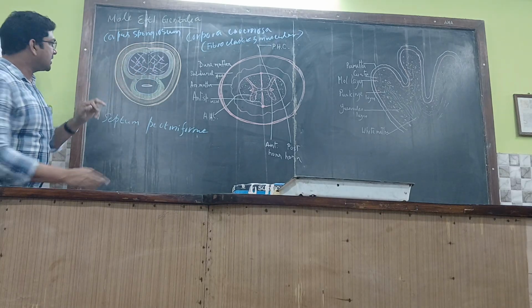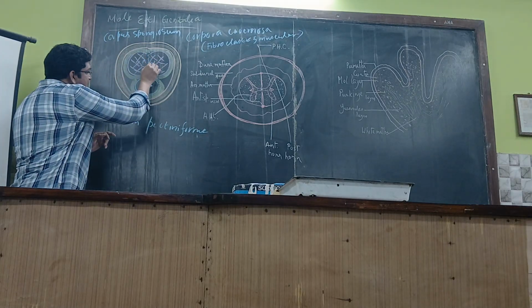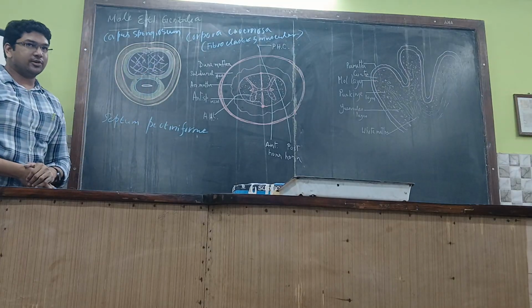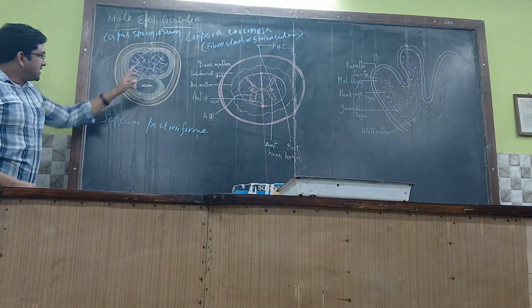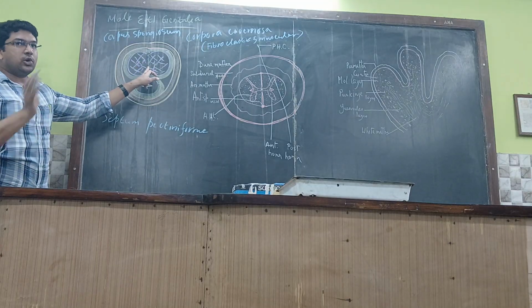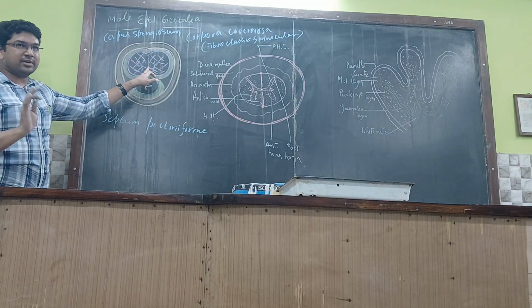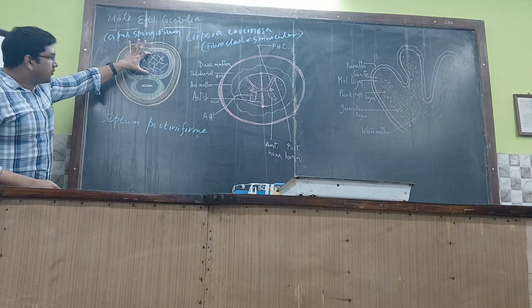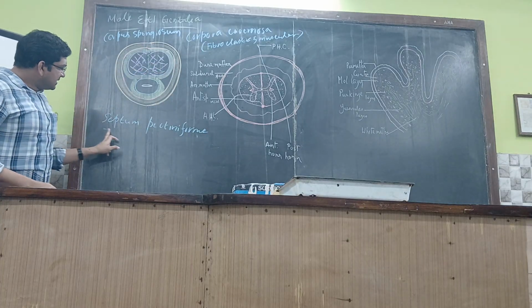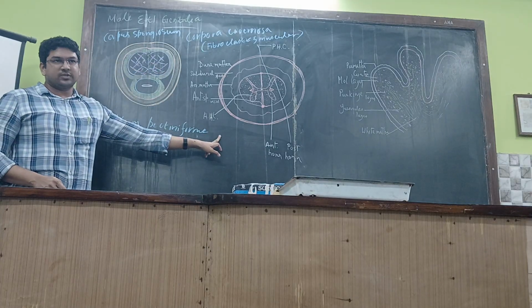That means what you are supposed to understand here is this septum is irregular, or ragged like this. This septum is made up of fibrous tissue. How it is fibrous tissue, we will be discussing later. But for now, you are supposed to understand two corpora cavernosa are separated by a fibrous septum over here. It is termed as septum pectiniforme.